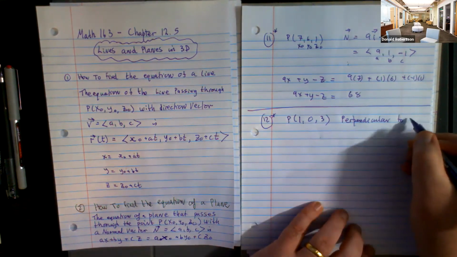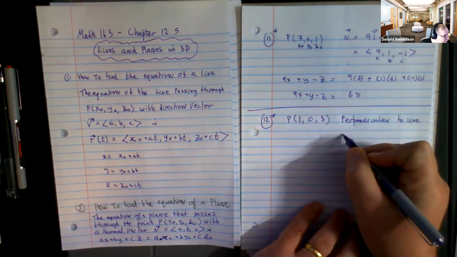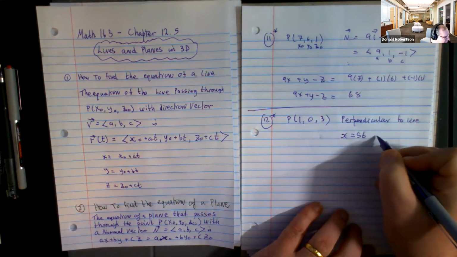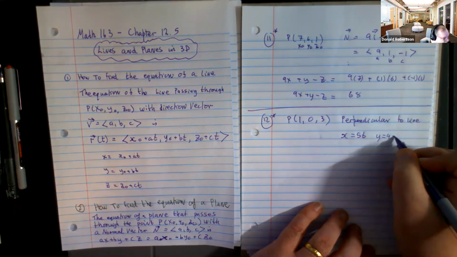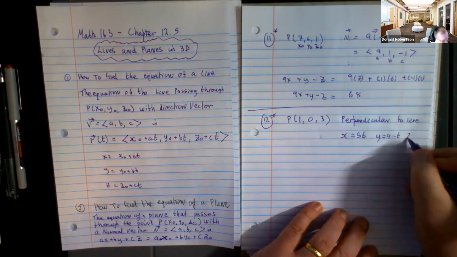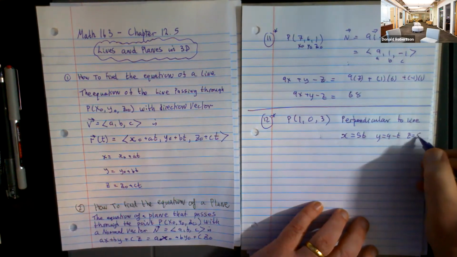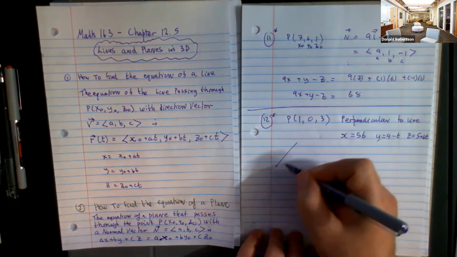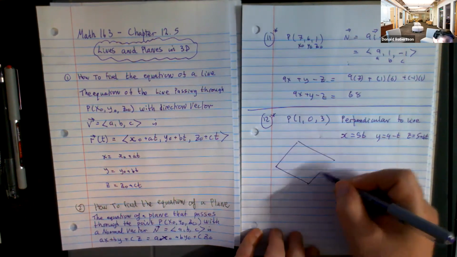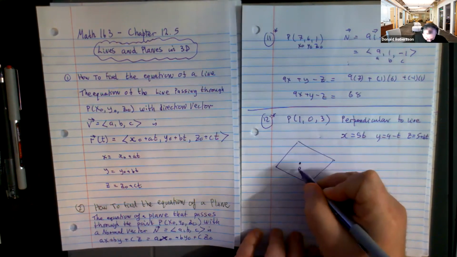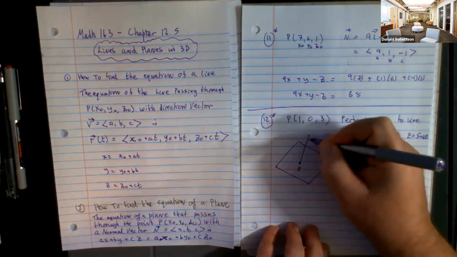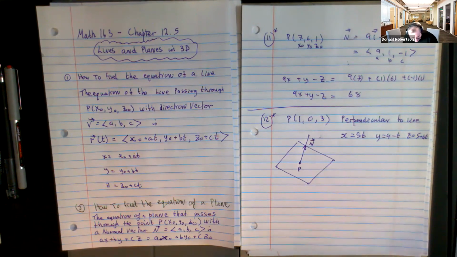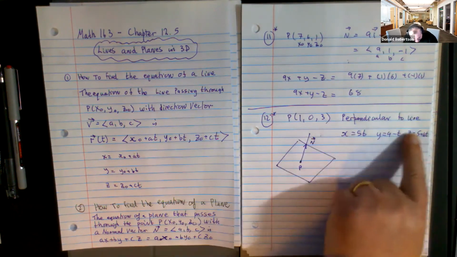Perpendicular to the line. Scanning's not good here. 5x, 9 minus t, and z equals 5 plus 4t. Now, can you imagine that this is the plane that I'm trying to get the equation of? And can you imagine there's P? Now, I need to know the normal vector, right? They have told me that my plane is perpendicular to this line.